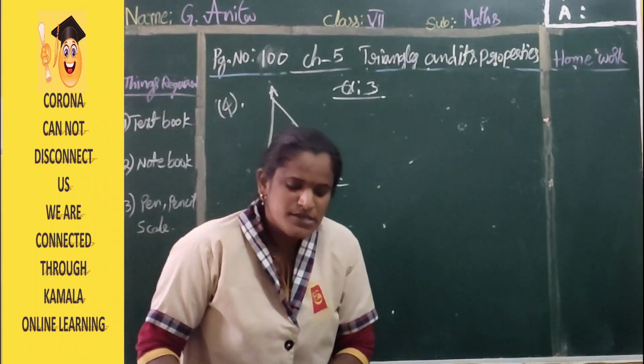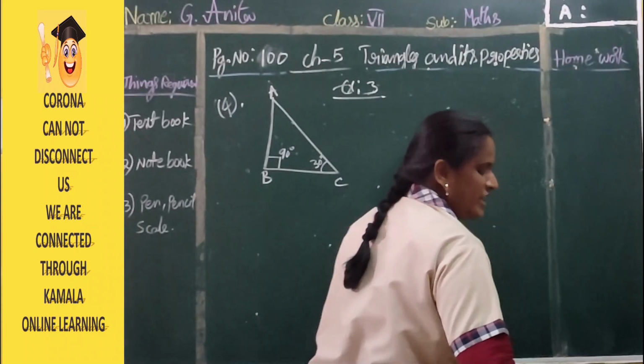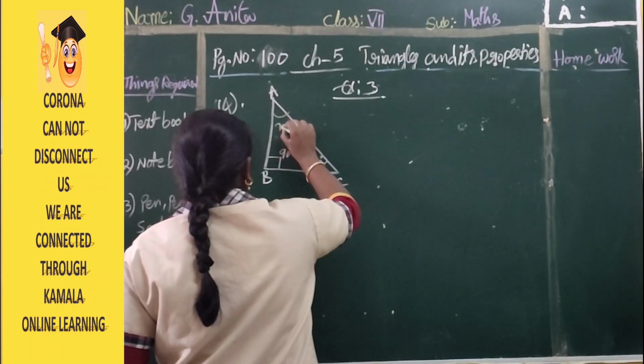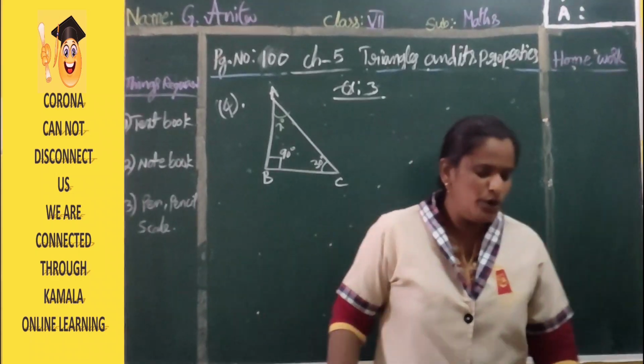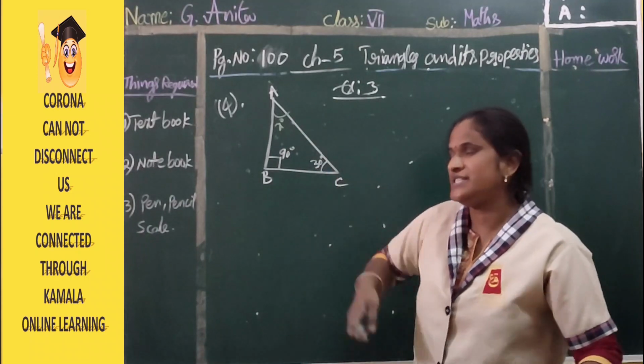Clear children everyone? So we need to find the other angle. This angle we need to find. We don't know that angle. I am assuming it as x degree.